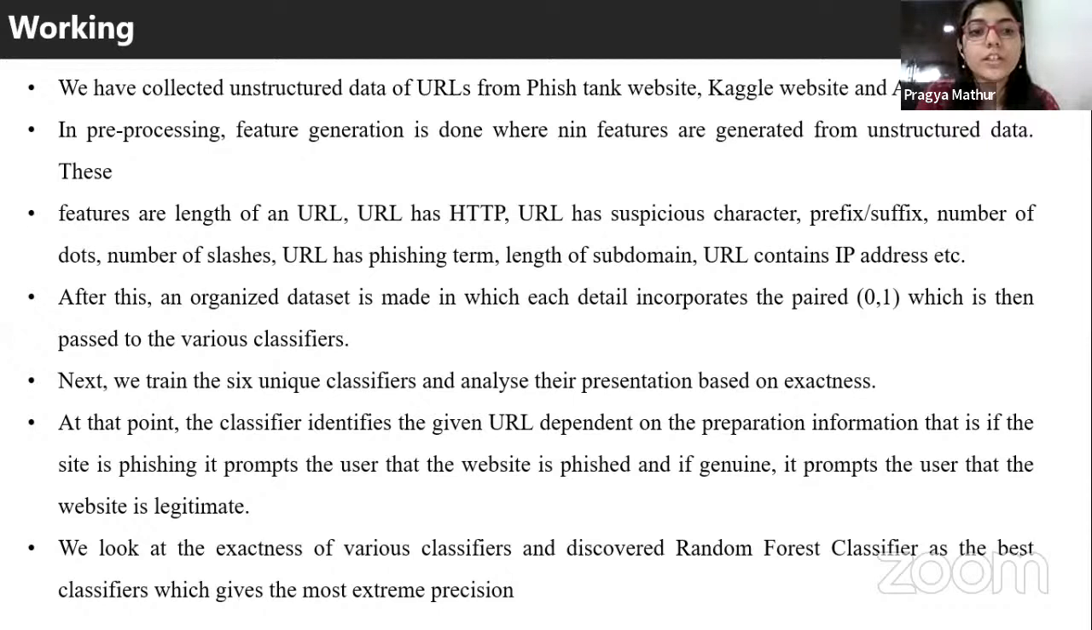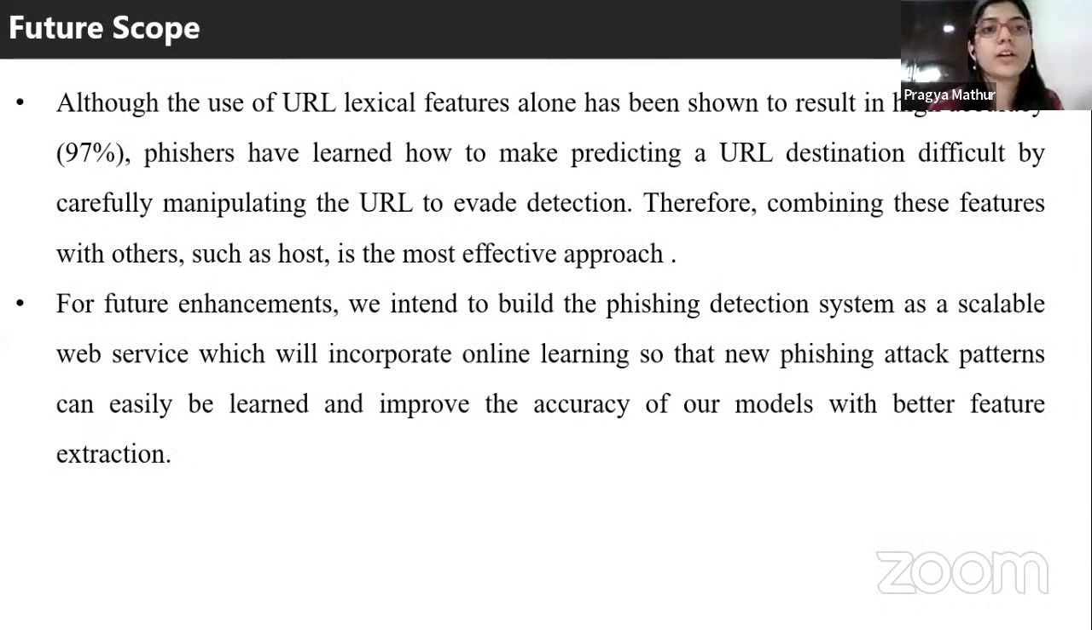We look at the exactness of various classifiers and discover that the random forest classifier is the best classifier, giving us the most extreme precision. Now, the future scope of phishing website detection: although the use of URL lexical features alone has shown high accuracy results, phishers have learned to make predicting a URL destination difficult by carefully manipulating the URL to evade detection. Therefore, combining these features with others such as host is the most effective approach.